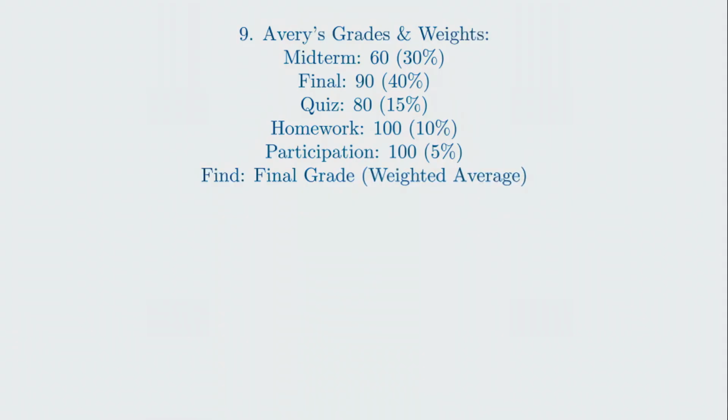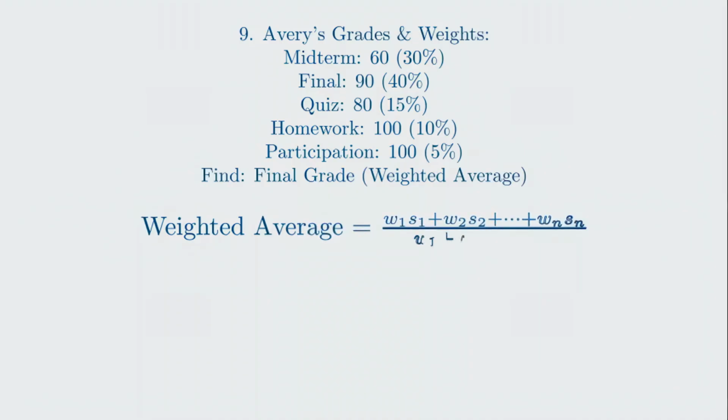The objective is to calculate a weighted average. This means each grade's contribution to the final average is determined by its weight, not just its value. It's not a simple arithmetic average. To calculate a weighted average, you multiply each score by its corresponding weight, then add up all these products, and finally divide by the sum of all the weights. The formula for a weighted average is the sum of weight times score divided by the sum of the weights. We need to make sure the weights are in their decimal form, so 30% becomes 0.3 and so on.